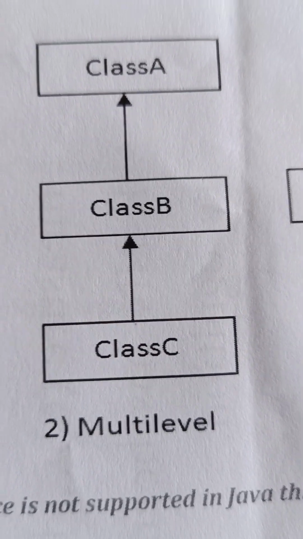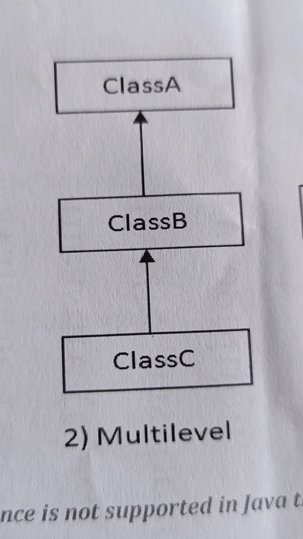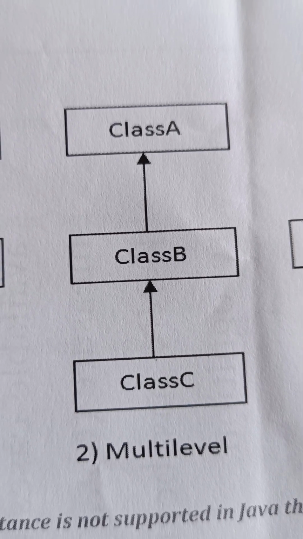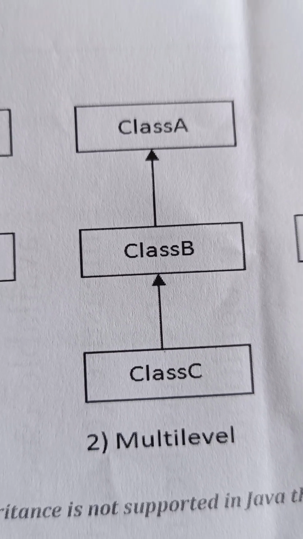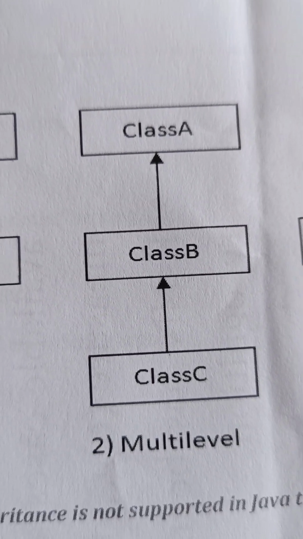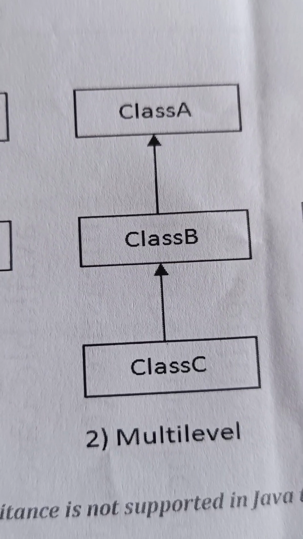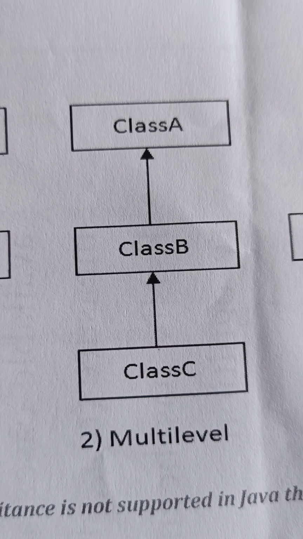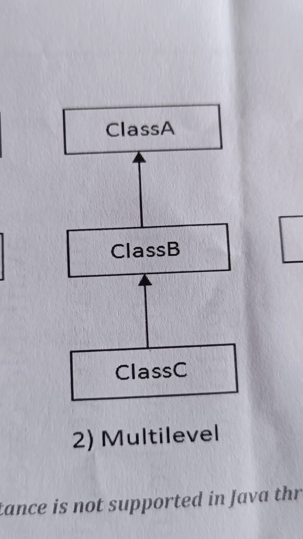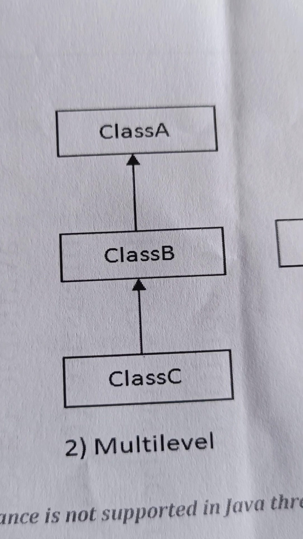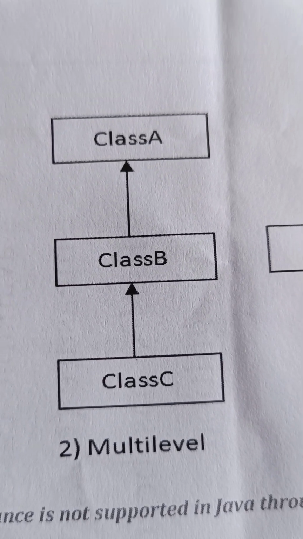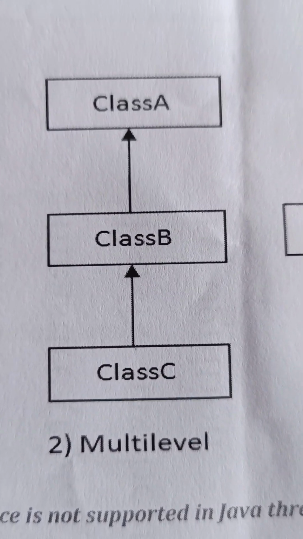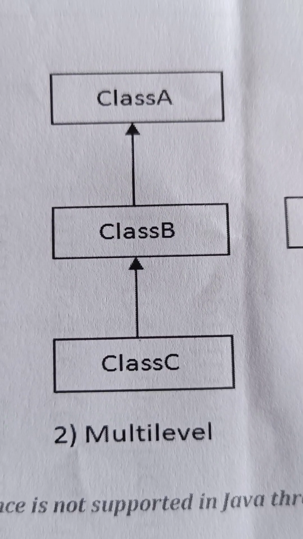Okay, that is the multi-level. For example, take class C having 2 acres of land, class B owning 2 acres of land, and class A also owning 2 acres of land. Just assume. Now class A has 2, class B 2, and class C also 2. After inheriting the features, how many acres does class C have?